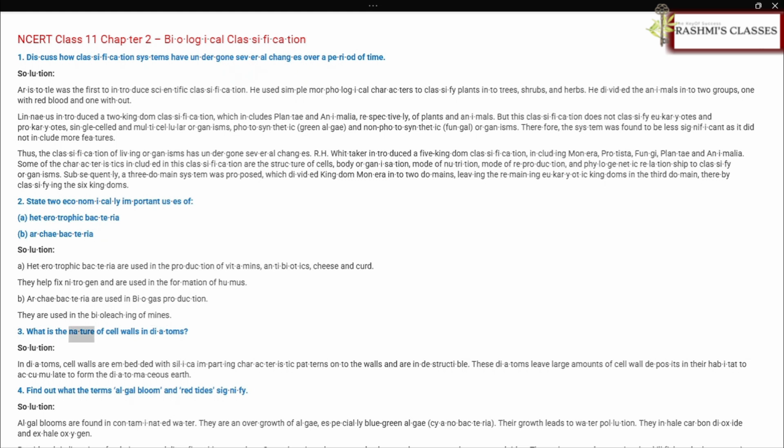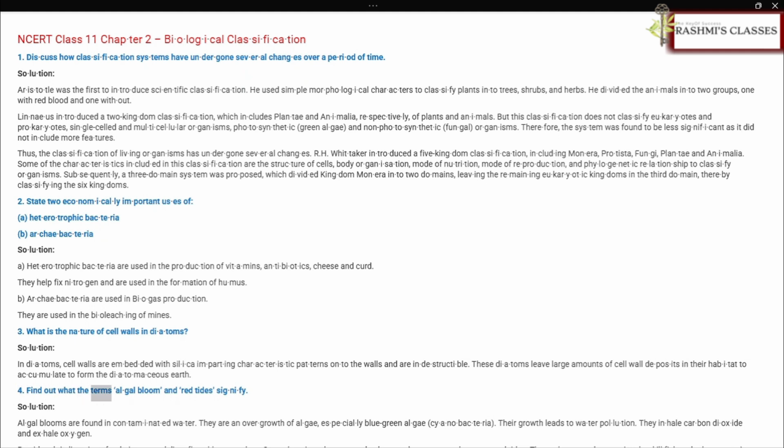3. What is the nature of cell walls in diatoms? Solution. In diatoms, cell walls are embedded with silica, imparting characteristic patterns onto the walls and are indestructible. These diatoms leave large amounts of cell wall deposits in their habitat to accumulate to form the diatomaceous earth.